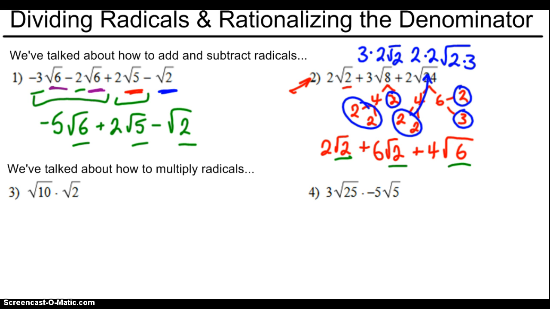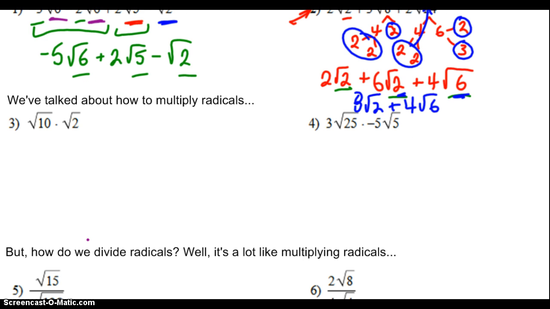And so I can combine the first two terms, 2 radical 2 plus 6 radical 2, leaves us with 8 radical 2. But I can't add on that 4 radical 6 because it doesn't have the same number under the radical. This has a 6, this has a 2, can't combine them. So we leave it as 8 radical 2 plus 4 radical 6. We've also talked about how we can multiply radicals.